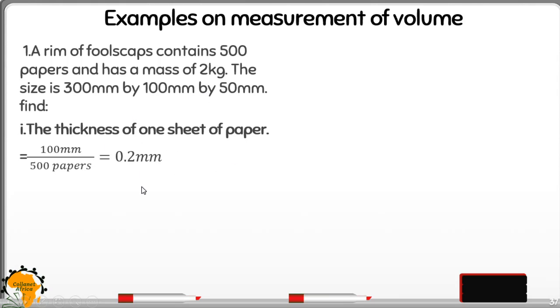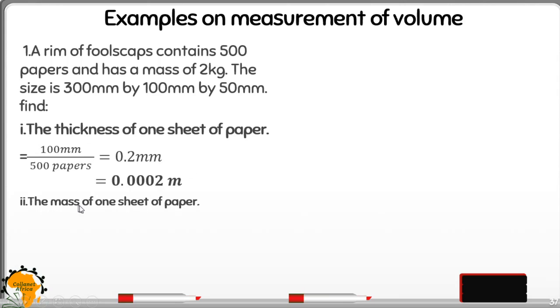We proceed as follows. We know that the thickness is this one, 100, and this thickness is for 500. Now, to get the thickness of one sheet of paper, we take the thickness of these 500 and divide by the number of papers, which gives 0.2 millimeters. So when we convert this into meters, you are supposed to divide by 1,000. You get that it is 0.0002 meters. That is the thickness. We move to the second part.